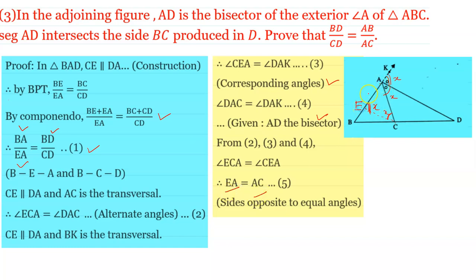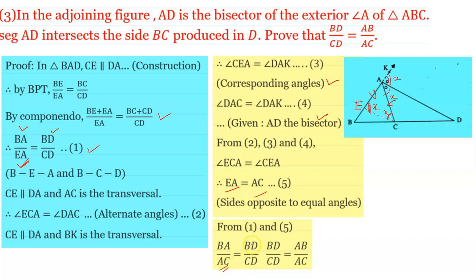So this EA, these two sides are congruent, that is, the sides opposite to equal angles. Now, therefore from 1 and 5 we have BA upon EA. What is that here? BA upon this EA, where EA is replaced by AC, so BA upon AC. The ratio given to us there, BA is replaced by AC.